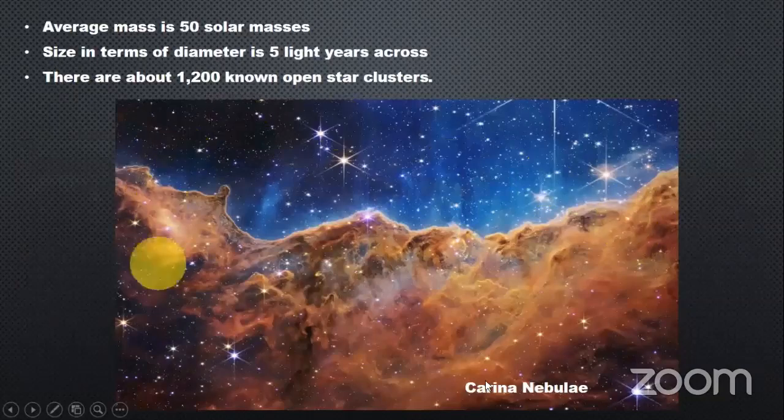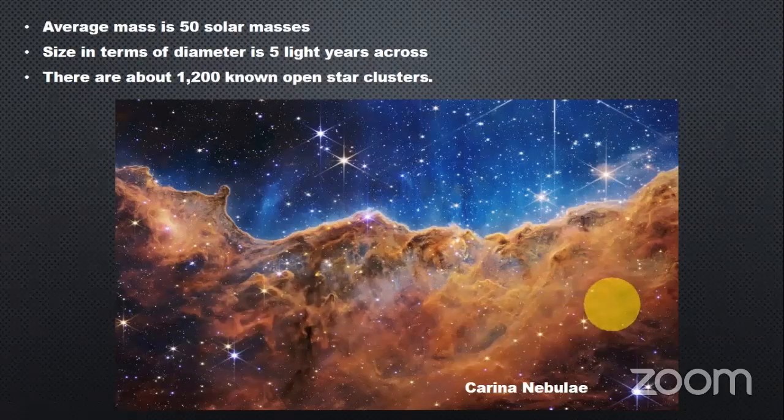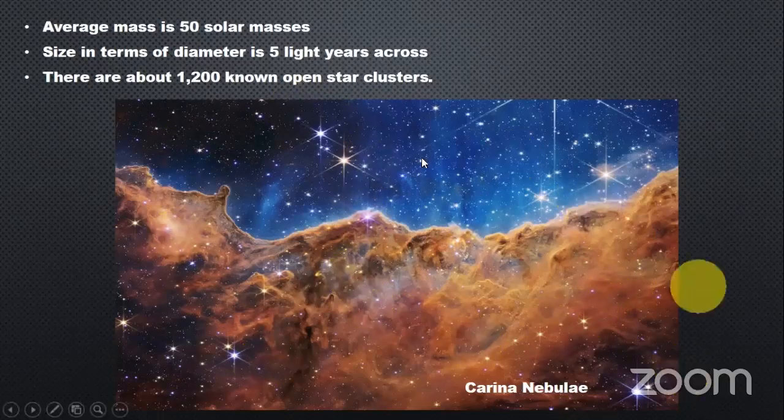So here is another example of an open star cluster, the Carina Nebula. This image was taken from the James Webb Space Telescope. Even some stars are being formed in this cocoon that you cannot see with an ordinary telescope, except with something like the James Webb Space Telescope, and probably the Hubble Space Telescope. So the entire system is an open star cluster.